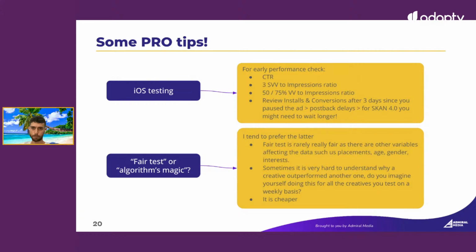And also, it's very hard to understand sometimes why a creative worked or outperformed the other creative, right? So imagine yourself doing this on a weekly or bi-weekly basis for 10 creatives or 20 creatives that you are testing. Are you going to deep dive and try to understand why each single creative got 10% CTR compared to the ongoing ones? This is, from my perspective, a bit tricky. And the last reason for choosing to let the algorithm do its magic is because it's cheaper, right? And you can get conclusions faster.